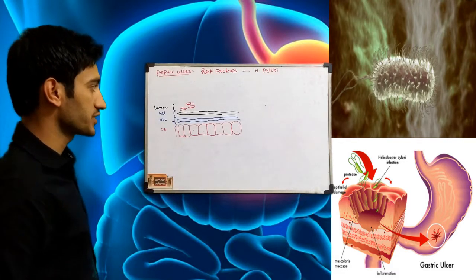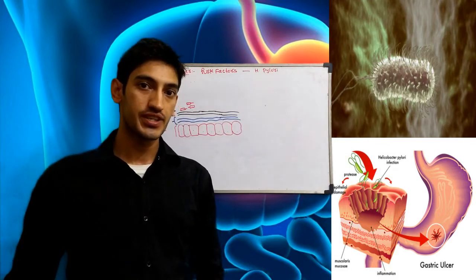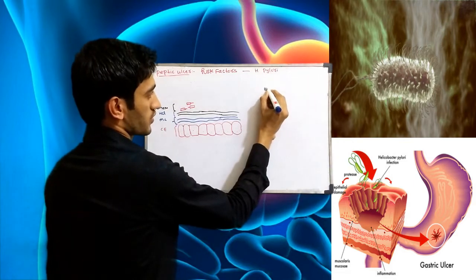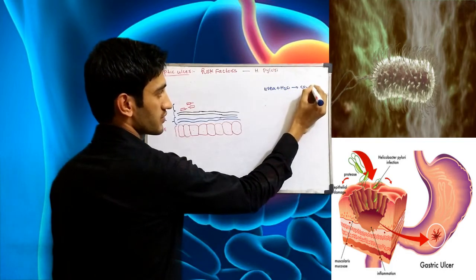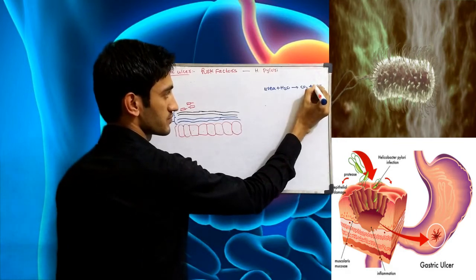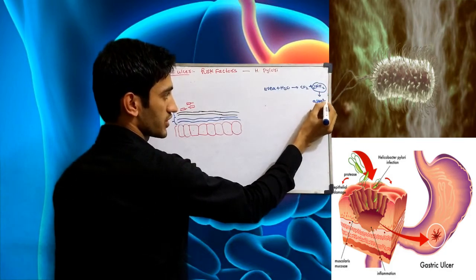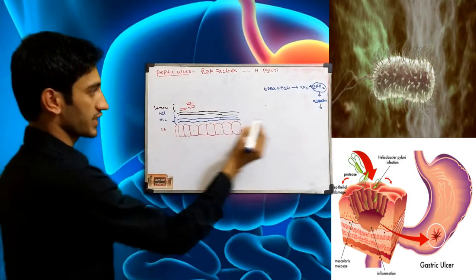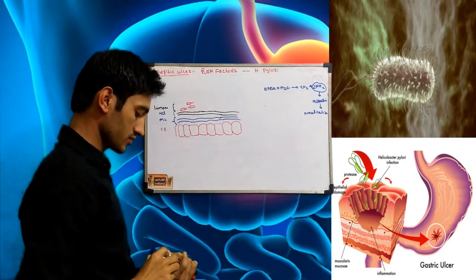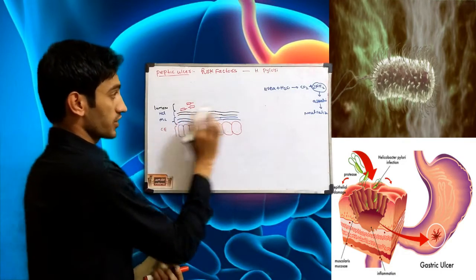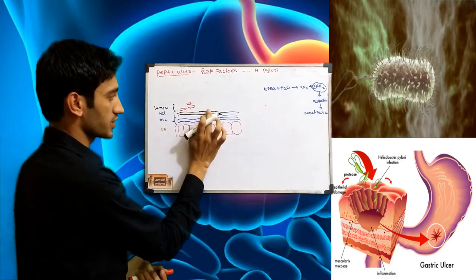So this H. pylori bacteria, as I told you, contain the urease enzyme, and this urease enzyme converts urea and water into carbon dioxide and ammonia. This ammonia is alkaline in nature, so it will neutralize the acidic layer. Whenever this ammonia neutralizes the acidic layer, the bacteria will have access to the epithelium. This layer will be neutralized.